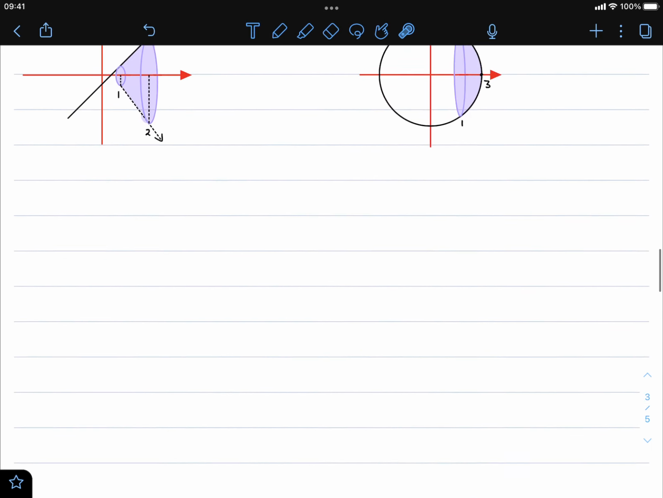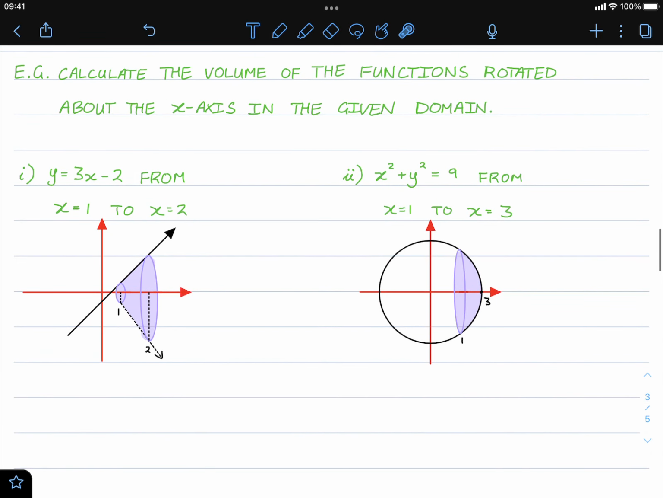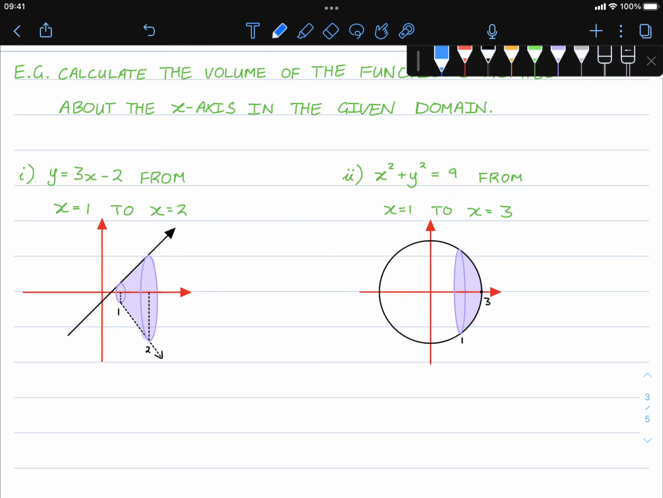So let's get to some examples. You can pause the video and give this a go yourself. So here we go.